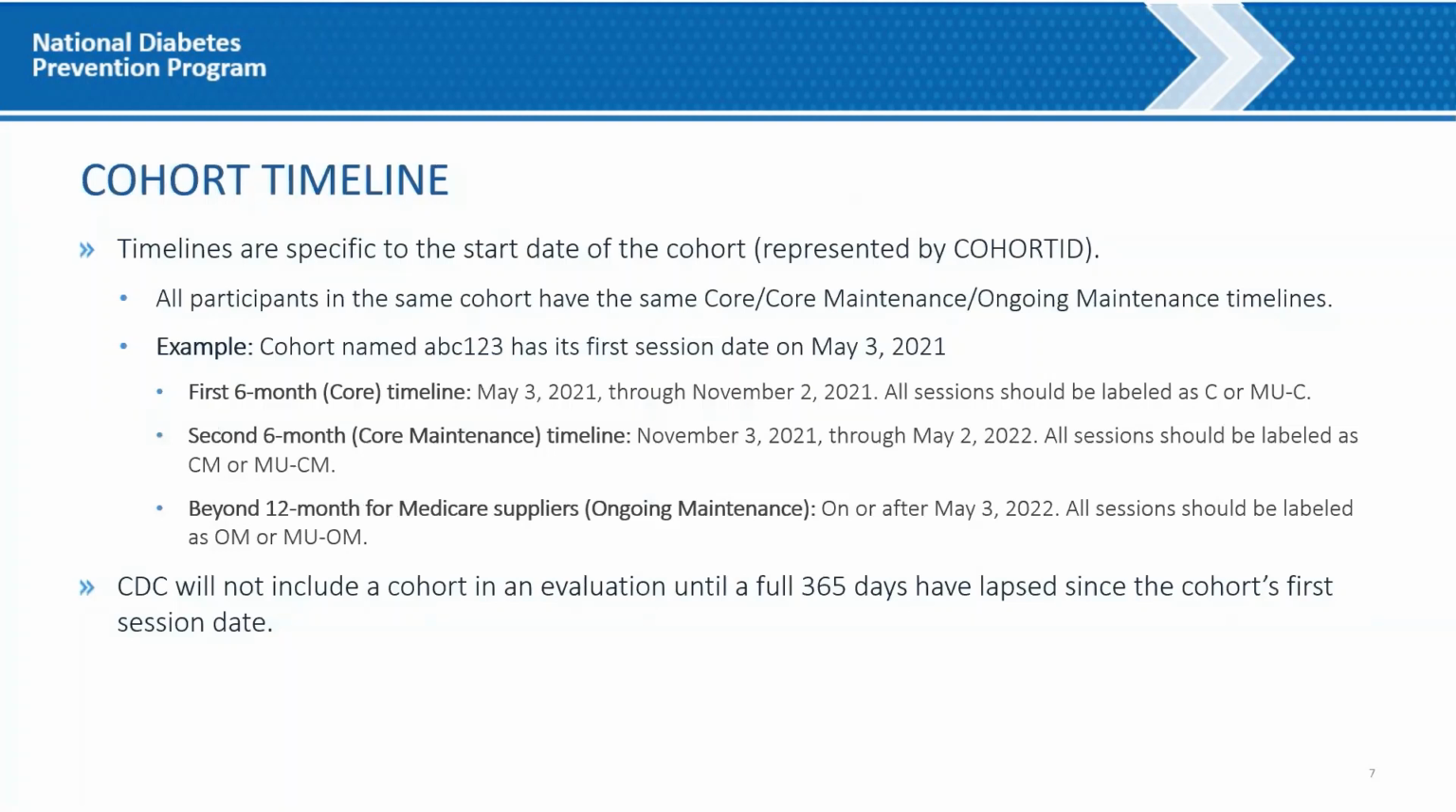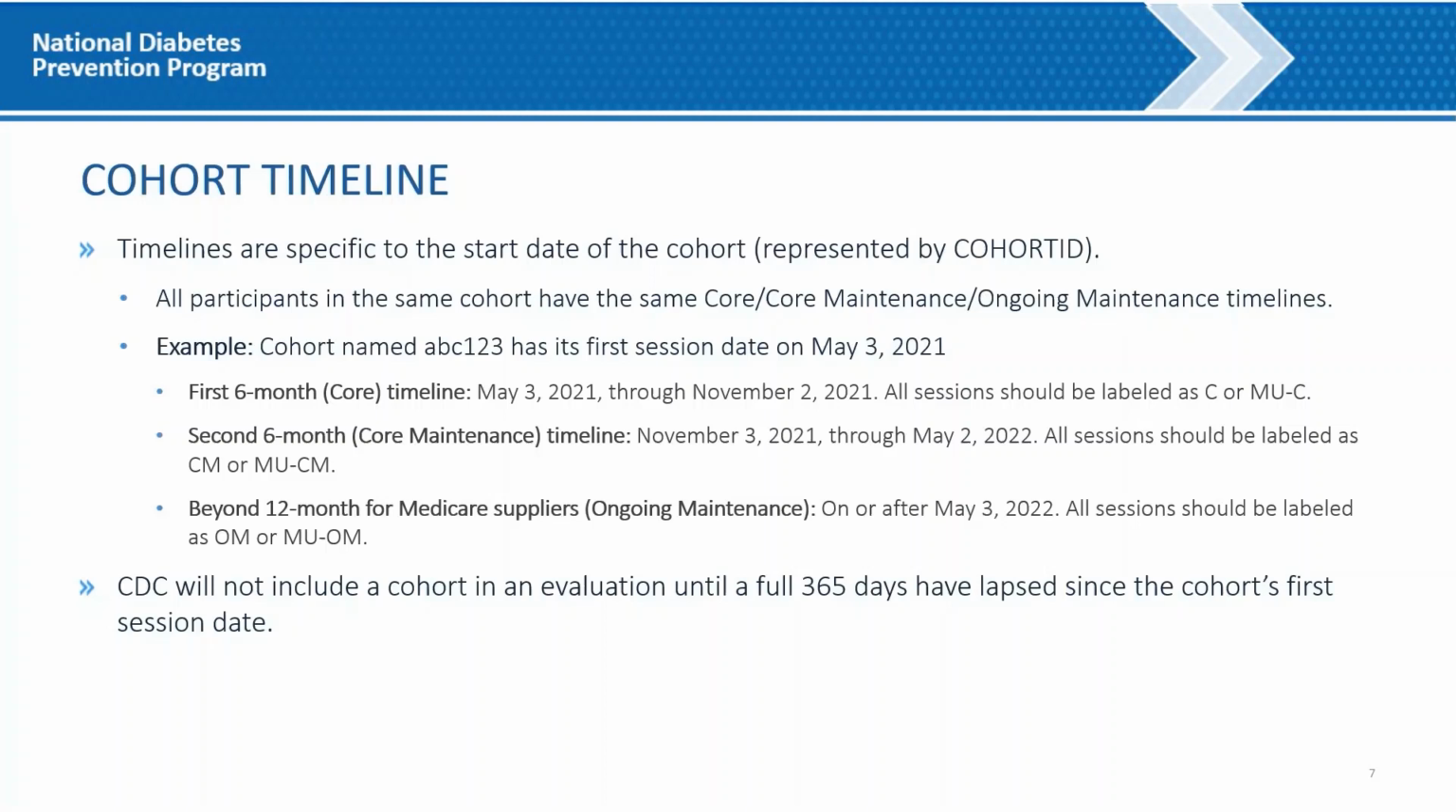Cohort timeline. While submission timelines are determined by an organization's effective date, which will be discussed in more detail in a few minutes, evaluation timelines are specific to the cohort. All participants assigned to the same cohort ID will adopt the start date of the cohort even if they start late. This means all the participants with the same cohort ID will have the same core first 6 months, core maintenance second 6 months, and ongoing maintenance beyond the first 12-month timelines.